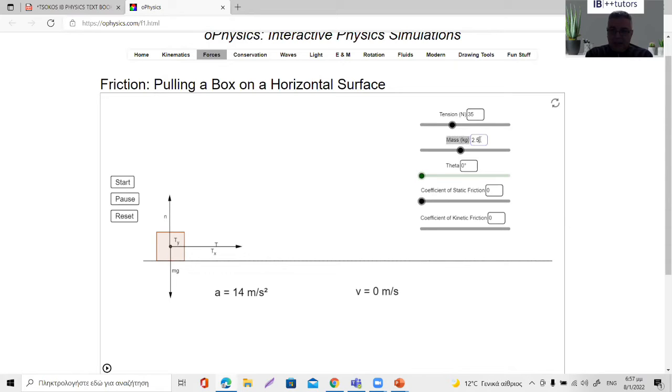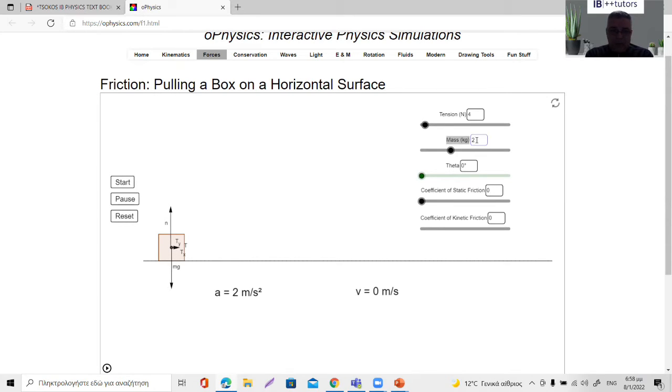Let's start by putting a mass equal to 2 kilograms and tension 4 newtons. As you can see, let's start it. You can see the object moving, accelerated at a rate of 2 meters per squared second. You can see that the acceleration the object has is 2 meters per squared second. If we pause it and reset it, now we can change the mass.